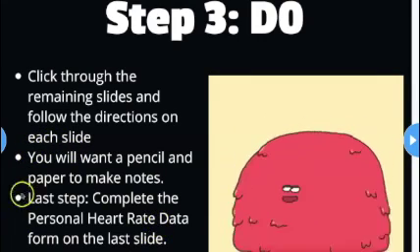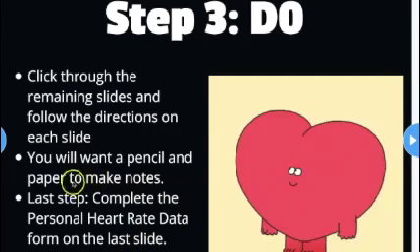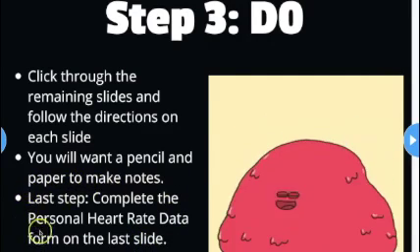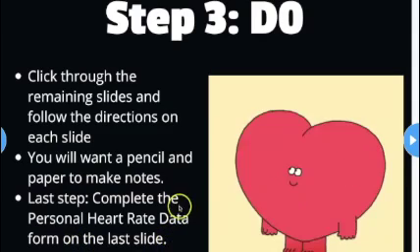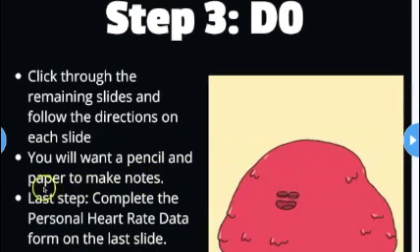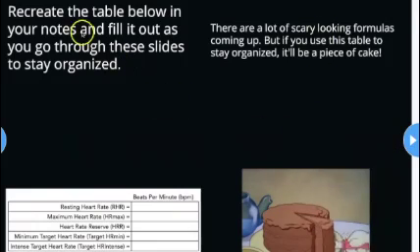And finally, the last step, you will be finished when you get to the last slide and you complete the last slide. It is a Google form, and it's called the Personal Heart Rate Data Form. And make sure you fill that out accurately because you'll be getting the results as well, and you want that to be accurate, okay?